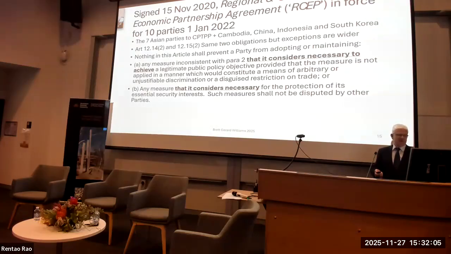The articles will not prevent parties from adopting any measure inconsistent with paragraph 2 that it considers necessary. So it's self-judgment to achieve a legitimate public policy objective, provided that the measure is not applied in a manner which blah blah. And the second exception is an explicit essential security interest exception, any measure that it considers necessary for the protection of its essential security interests. And they even state explicitly that we're not going to have dispute settlement on this issue. Such measures shall not be disputed by other parties. So China was able to join that and feel that it could safely comply with that agreement or not be in breach of that agreement, even if it has lots of restrictions based on national security.